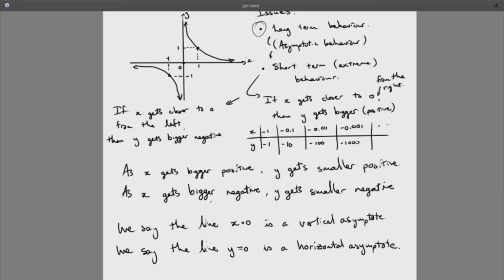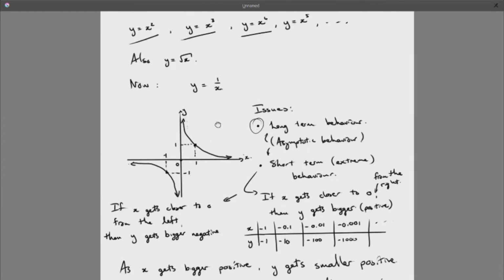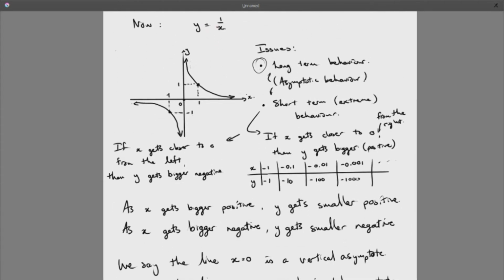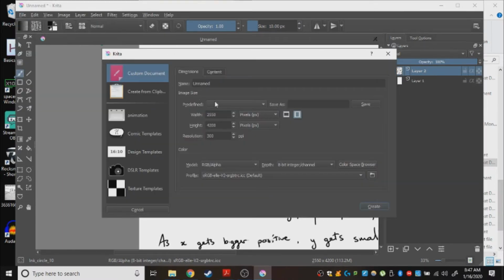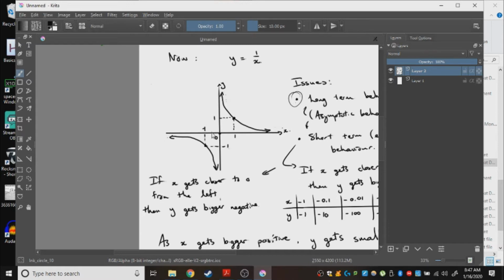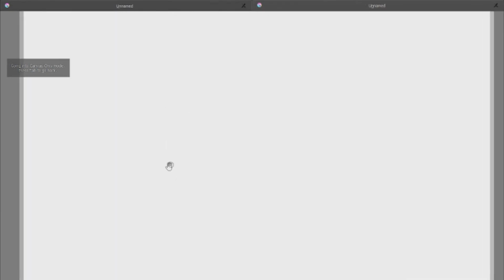Next, we have a basic function. Let's put a pin in this asymptotic behavior stuff. And let's just see, well, we have a basic function, this y equals 1 over x. We should probably do some transformations on that before moving on. So let's see what that would look like.